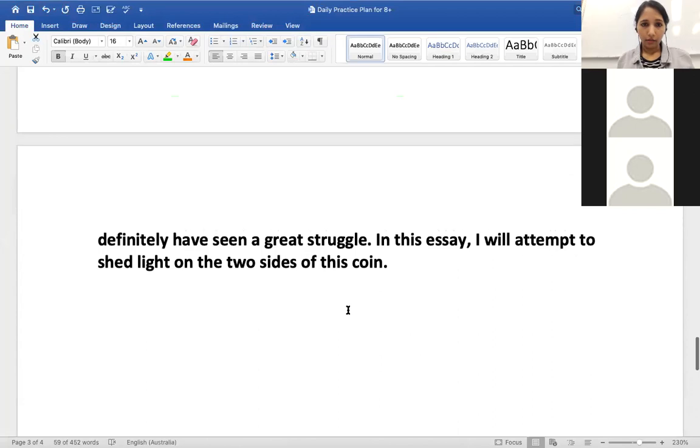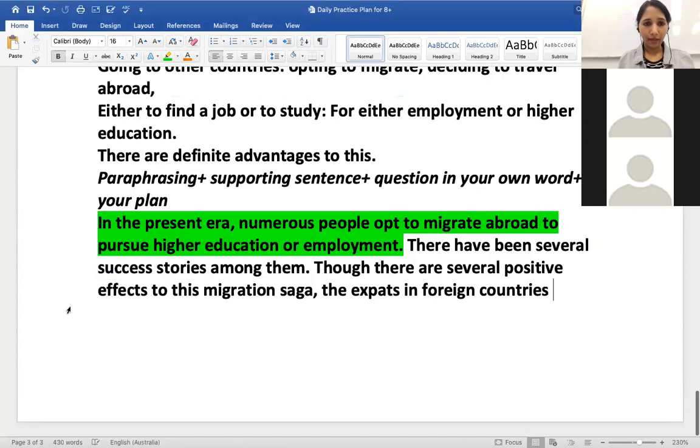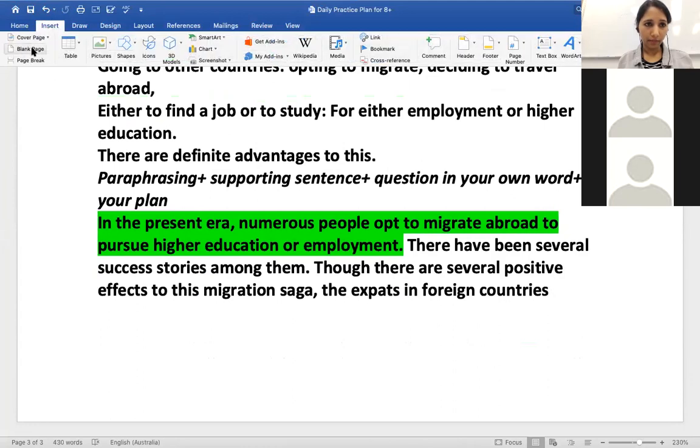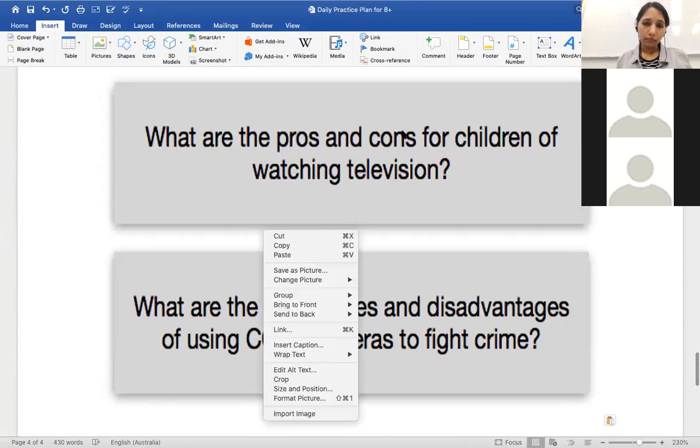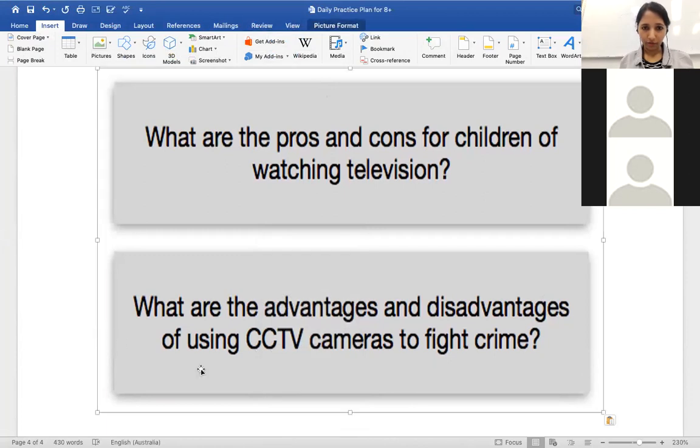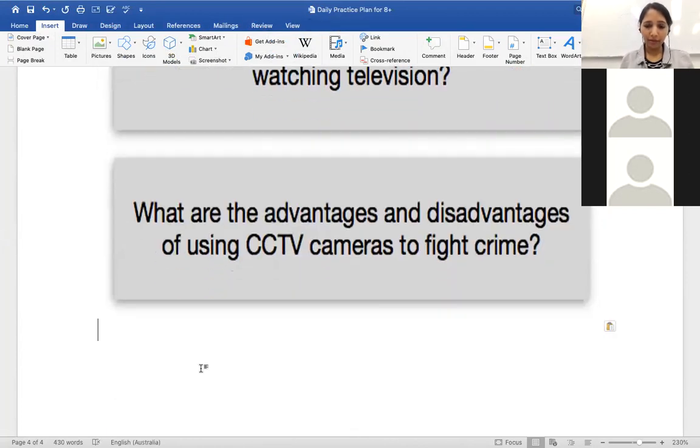Okay. All right. So here, suppose this is our first title. What are the pros and cons of children watching television? So what is our first step for paraphrasing? We take our pros and cons. This is our key idea. Children watching television. This is also our key idea.